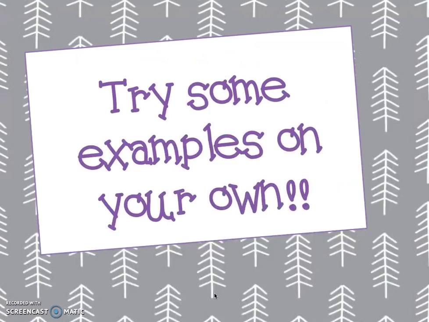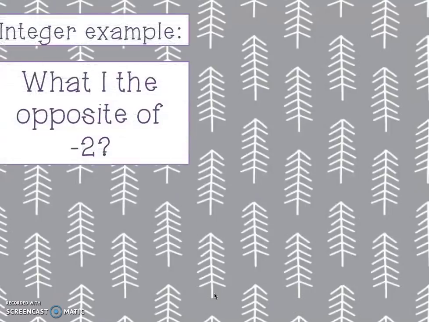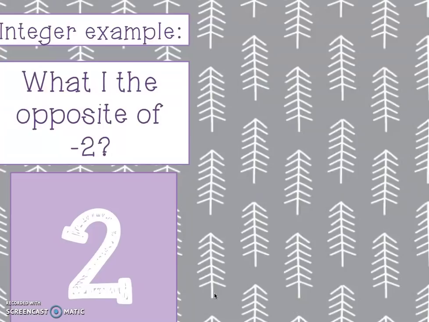Okay, so today we're going to do some examples on our own. I'm going to help you with the first 2. There are some integer opposites, and there's also some real world integer opposites. So the first one is, what is the opposite of negative 2? I'll let you guys fill that in real quick. All right, check yourself. The opposite is positive 2.